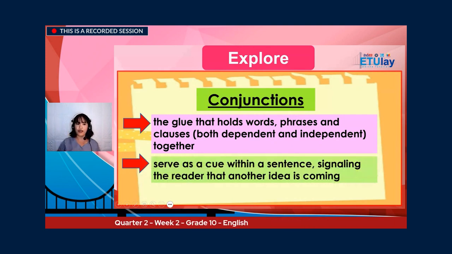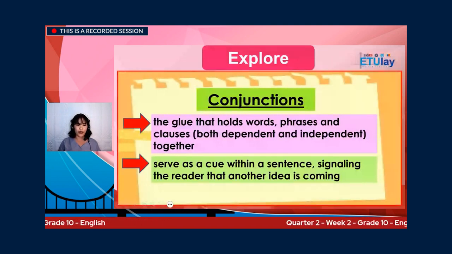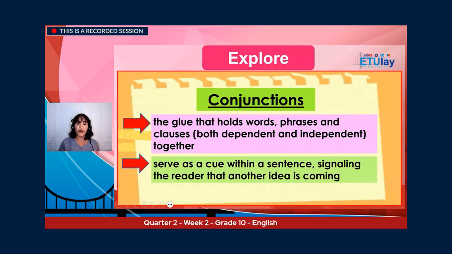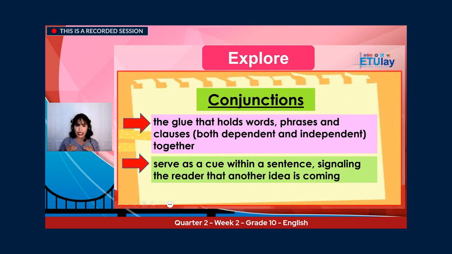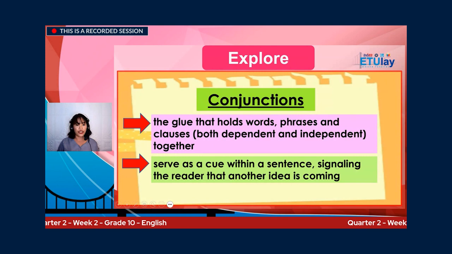Another, conjunctions serve as a cue. If in the first function it's like a glue, this time it serves as a cue. A cue for what? This serves as a cue within a sentence. You can see them within a sentence, and it signals the reader that another idea is coming. That's the function of being a cue within a sentence.